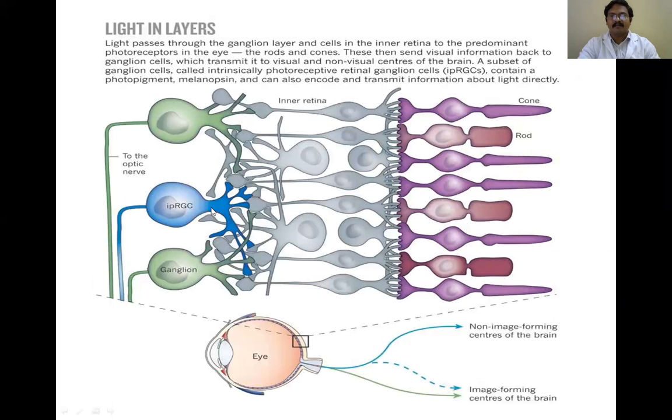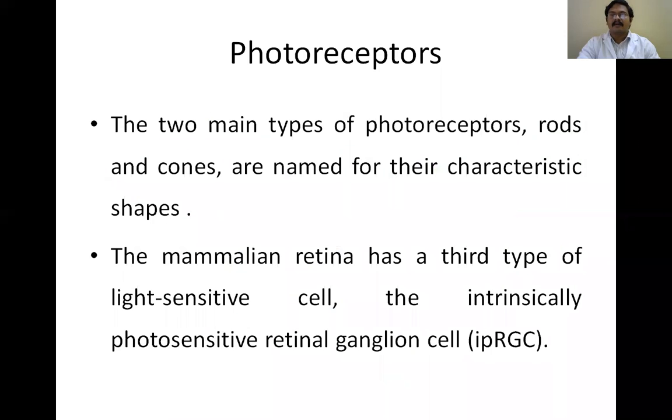This plays a very important role in the non-visual function, the circadian rhythm, the day and night cycles. This is the third photoreceptor. It contains the melanopsin, and you know the rods contain the rhodopsin, cones contain the photopsin. We have discussed in the earlier classes.